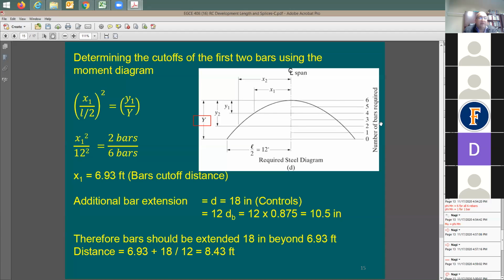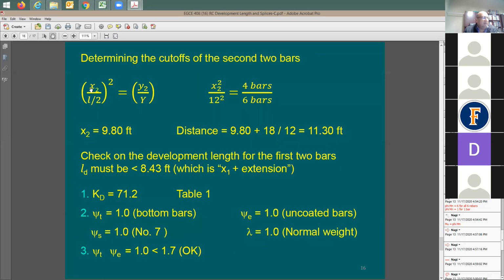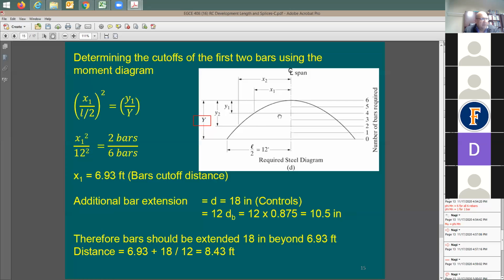Total moment, or total number of rebars in this case, is going to be 6. And this y1 in this case is going to be equal to 2, 1 and 2, right? And y2 you can take as 4, right? And then you can figure out this x1 and x2. This gives me a simple geometry problem here. So x1 in this case is going to be equal to roughly about 7 feet. And x2, how much is it going to be? About 10 feet. Let's say roughly 10 feet. So this is going to be about 7 feet, and this is going to be about 10 feet.